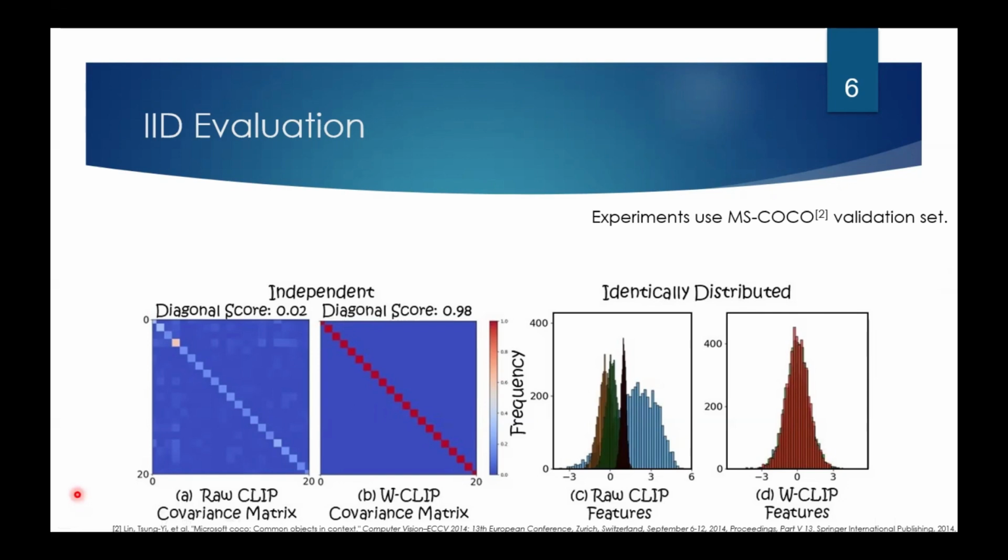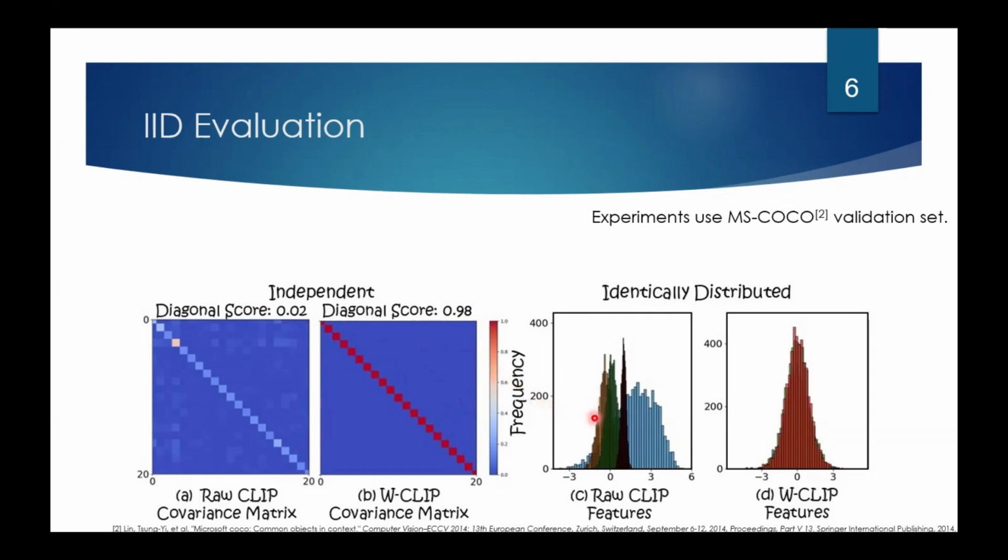We now compare the regular CLIP embedding space and the whitened CLIP embedding space. In the regular case, the covariance matrix is not diagonal, meaning that features inside the embeddings have correlations between them. In the whitened case, the covariance matrix is diagonal, indicating no correlation.